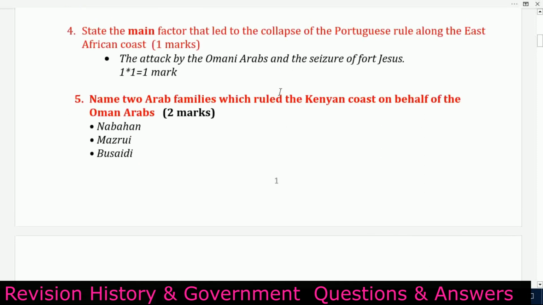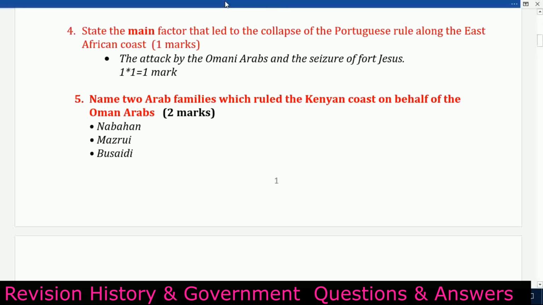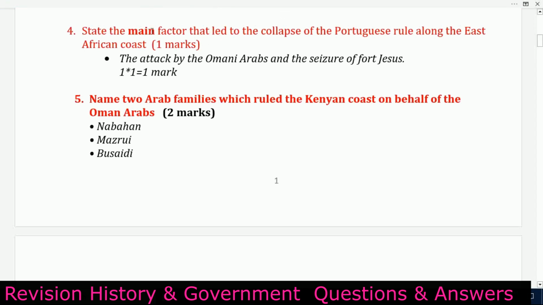Question number 4. State the main factor that led to the collapse of the Portuguese rule along the East African coast. Remember, the keyword here is main factor. That one, the attack by Oman Arabs and the seizure of Fort Jesus.